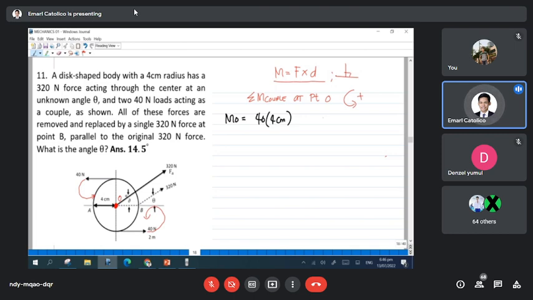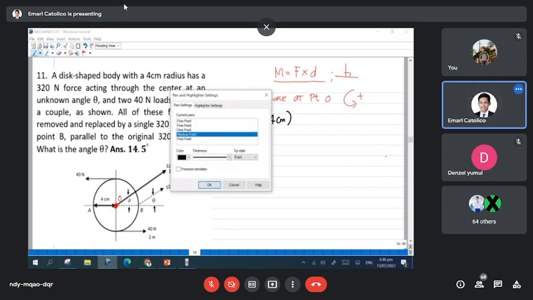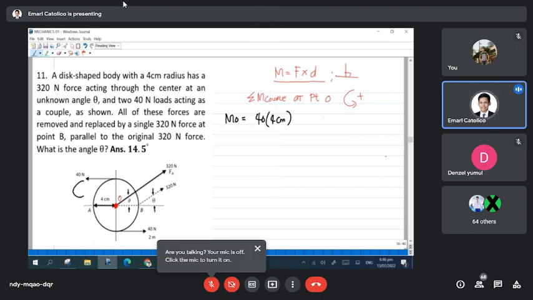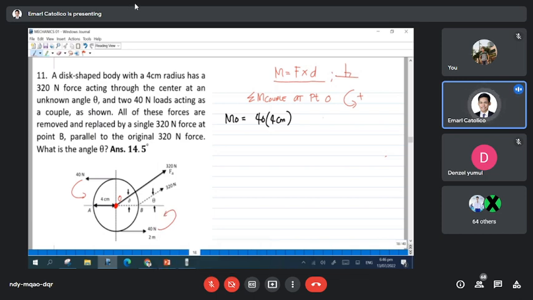So dito mo niro-rotate ha. So again, itong 40, i-rotate mo dyan. Clockwise. Itong 40, i-rotate mo dyan. Clockwise pa rin. So I hope naintindihan nyo. Yan. O, diba? 40. Then distance din niya, since radius yan, ano? So 4 cm din yan. So plus 40 times 4 cm.